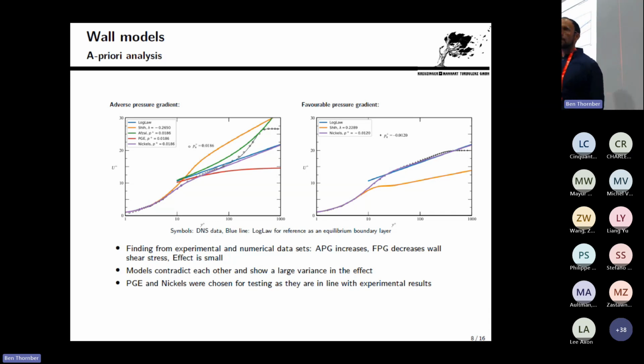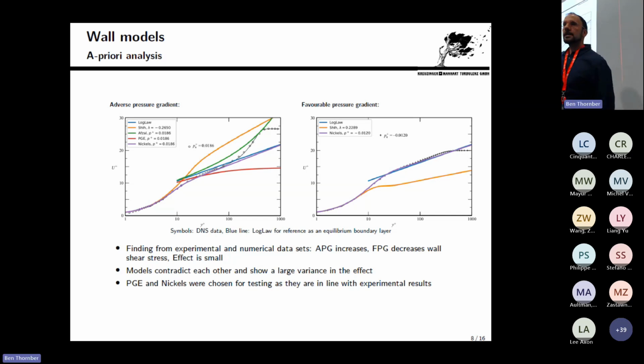The second thing, we were surprised that there are cited wall models that, when we plot them, have a completely different effect. Basically in these kinds of plots, when the wall shear stress increases, the curve goes down. When wall shear stress is decreased by the model, the curve goes up. And you see that there are wall models that decrease the wall shear stress, and there are wall models that increase the wall shear stress.